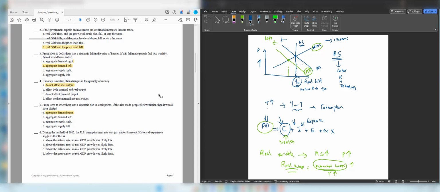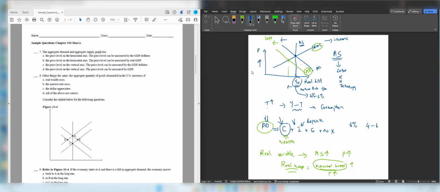Next question. During the last half of 2012, the US unemployment rate was just under 8%. Historical experience suggests that 8% is above the natural rate, because the US has a natural rate of 4 to 6%. And if that is the case, remember, YN, the potential GDP, represents a 4 to 6% unemployment rate. Any unemployment higher than that represents lower production. Therefore, real GDP growth was likely low. So this unemployment rate is above the natural rate, and real GDP growth was likely low.